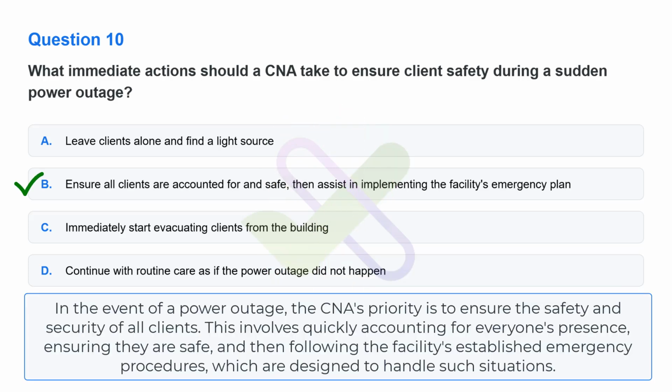The correct answer is B. Ensure all clients are accounted for and safe, then assist in implementing the facility's emergency plan. In the event of a power outage, the CNA's priority is to ensure the safety and security of all clients. This involves quickly accounting for everyone's presence, ensuring they are safe, and then following the facility's established emergency procedures, which are designed to handle such situations.